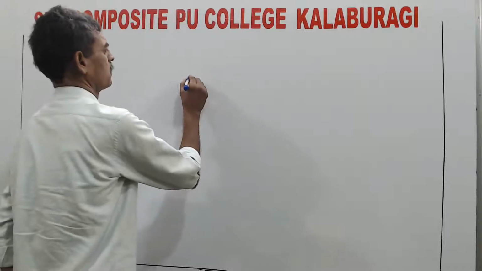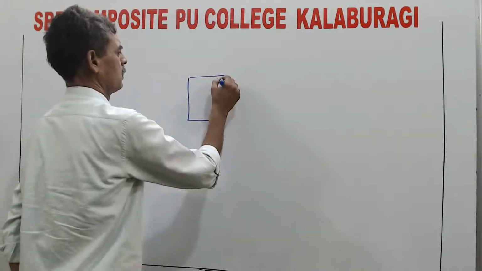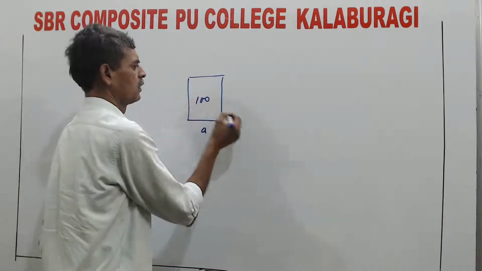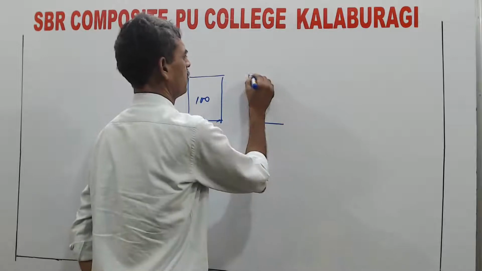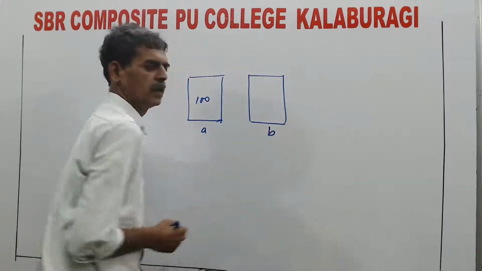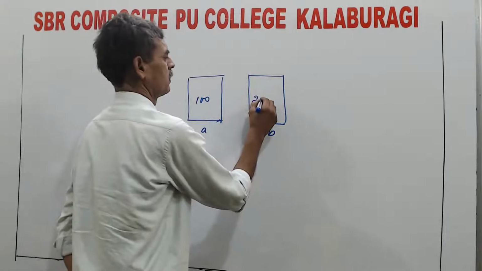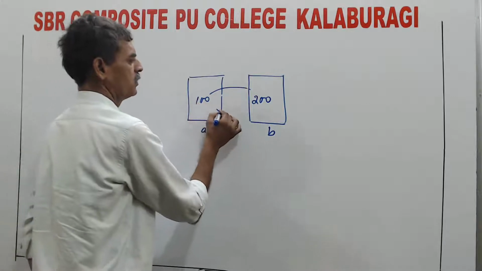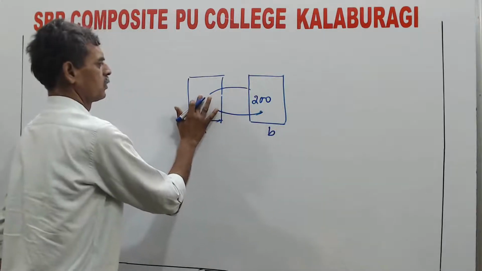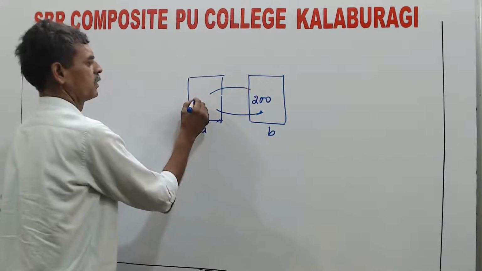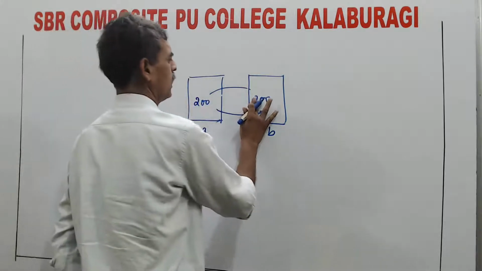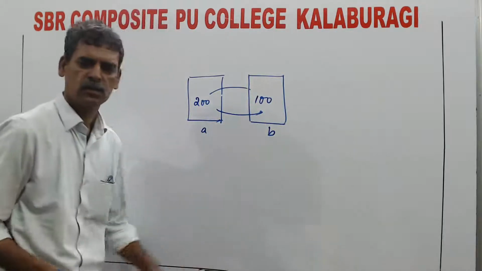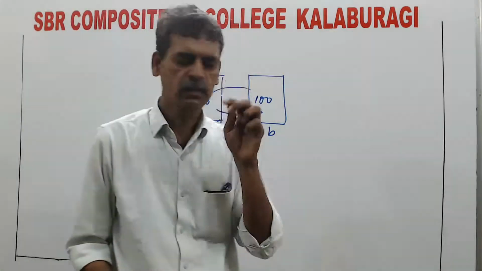For example, this is variable A, it contains 100. This is variable B, it contains 200. Swapping means the value of B should come here, and the value of A should go here. So A will be 200 and B will be 100. You already did this practical in first year.